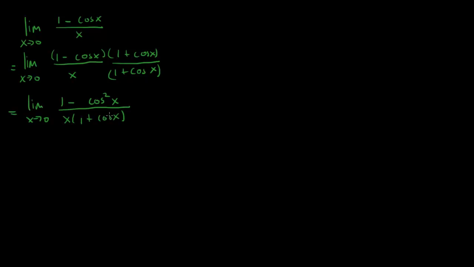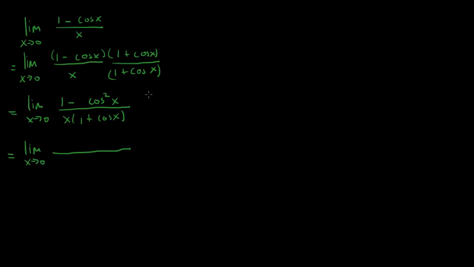I'm not going to distribute that. I don't think I need to here. I think it'll actually mess things up. But let's look at this. Limit as x approaches 0. What do we know the numerator equals?